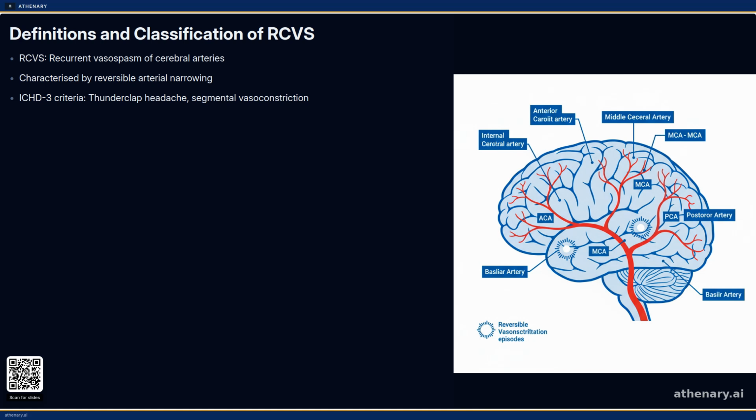To formalize the diagnosis, we rely on the ICHD-3 criteria. The first pillar is the thunderclap headache. This is not simply a bad headache, it's a sudden, explosive pain reaching maximum intensity in under a minute. Patients often describe it unequivocally as the worst headache of my life.